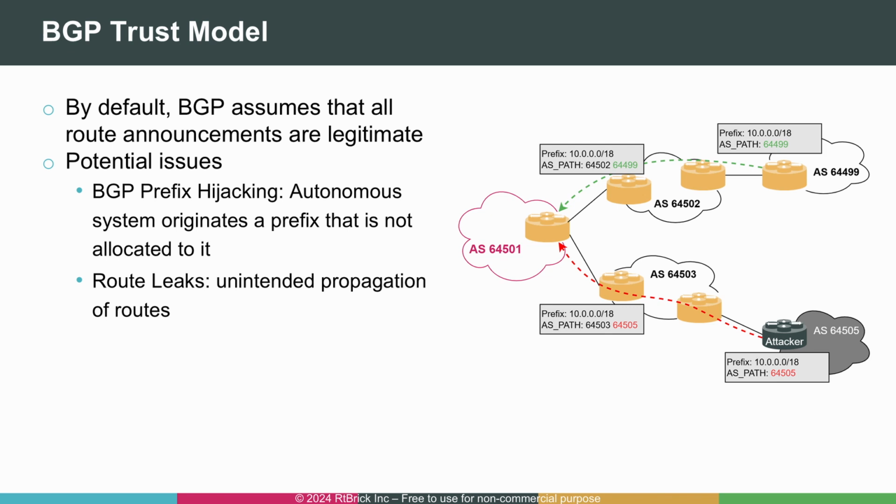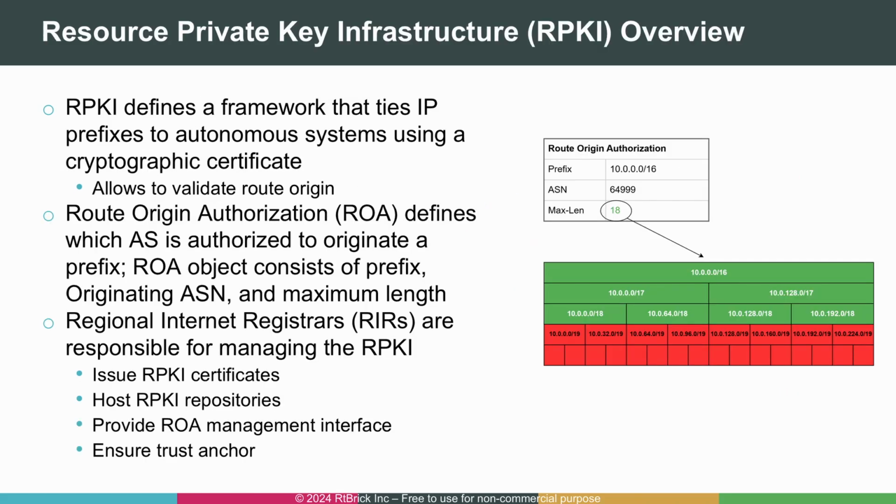In any case, these issues need to be prevented. Resource Public Key Infrastructure is a cryptographic system designed to address these vulnerabilities by verifying route origin authorization. It links IP address blocks and autonomous system numbers to cryptographic keys via digital certificates. The central object in RPKI is the route origin authorization, short ROA, a digitally signed statement that specifies which AS is authorized to originate a particular IP prefix, and a maximum prefix length, which sets the most specific subnet that can be advertised for that route.